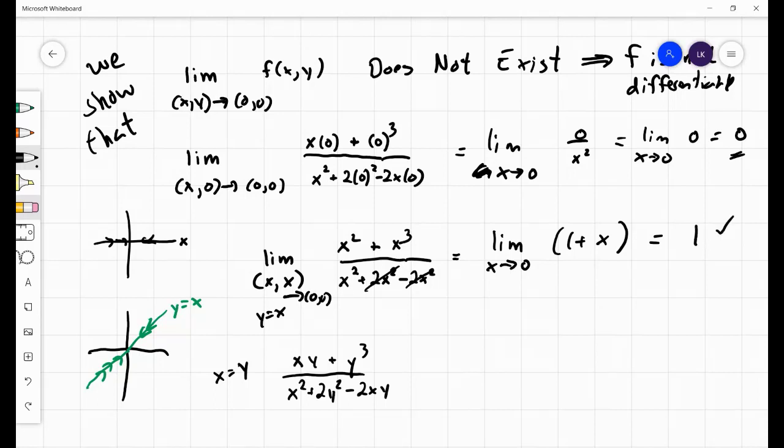So because depending on the approach to the origin, we had two different limits, 0 does not equal 1. The limit doesn't exist in general. Okay, so we've shown that the limit does not exist. And therefore, the function is not continuous, so it cannot be differentiable.